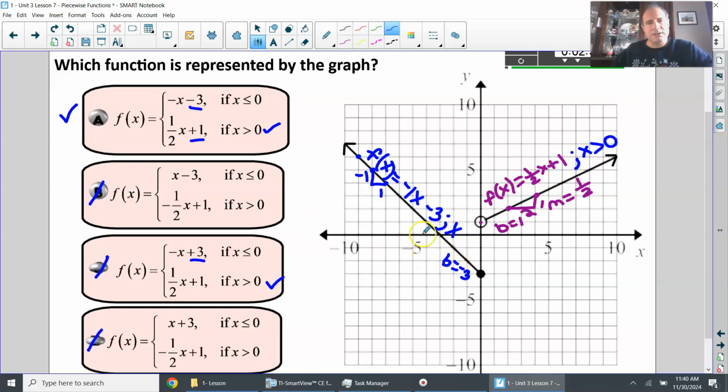But if you were doing the domain, this line right here starts at 0 and goes in that direction forever. So it's less than, and it's a closed circle, so it's less than or equal to. So A is your answer, definitely.